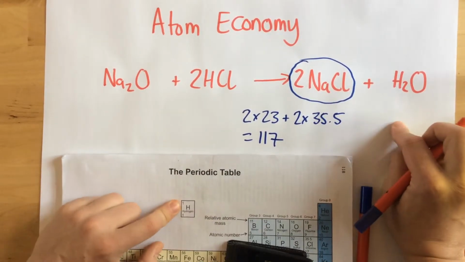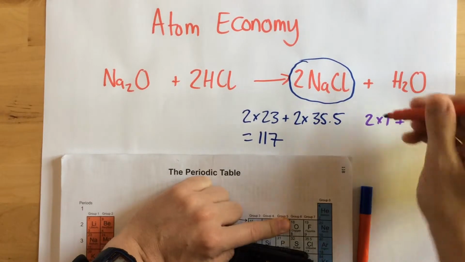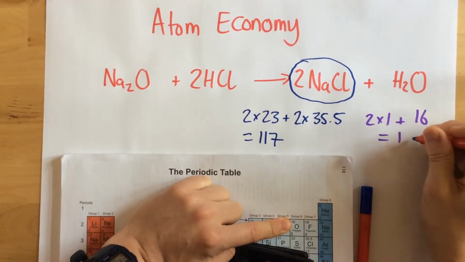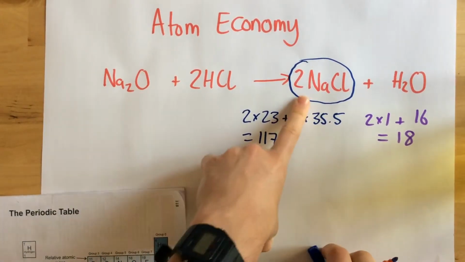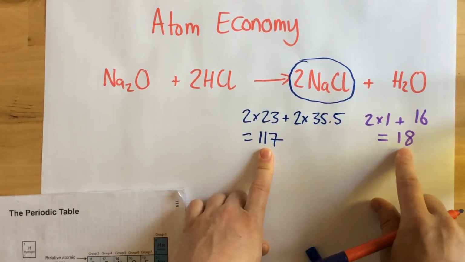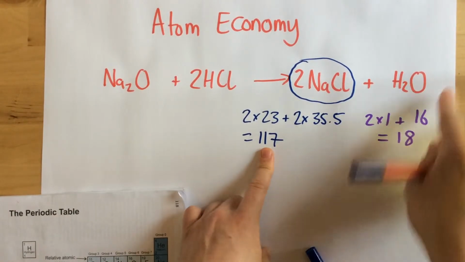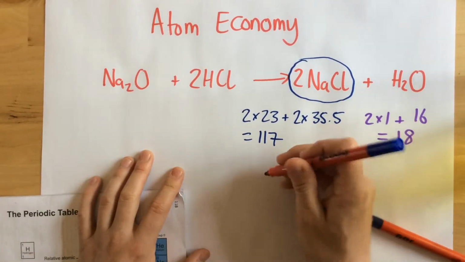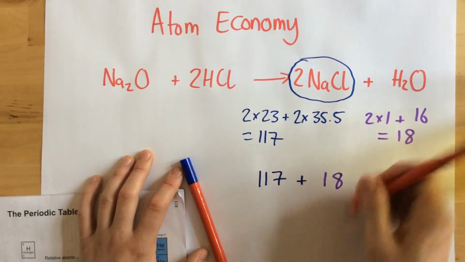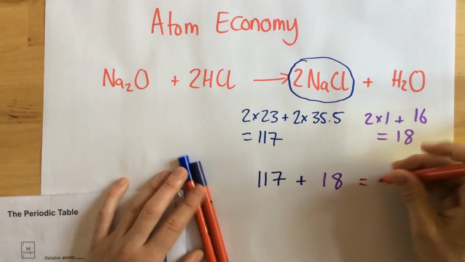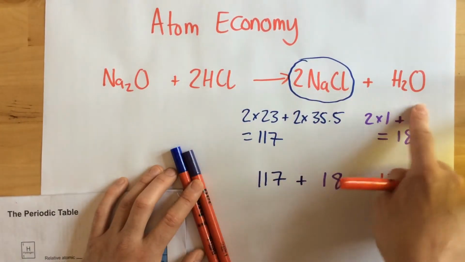Now, here I've got H2O. So H is just here. So I've got 2 times 1 plus oxygen, which is here, 16. So, I don't need a calculator for that. The answer to that is 18. So what I've done is I found the relative formula mass of my sodium chloride and the relative formula mass of my water. What I now need to do is find the total mass of all of the products. So to do that, it's nice and simple. All I do is 117 plus 18, which gives me a value of 135. So the relative formula mass of all of my products is 135.